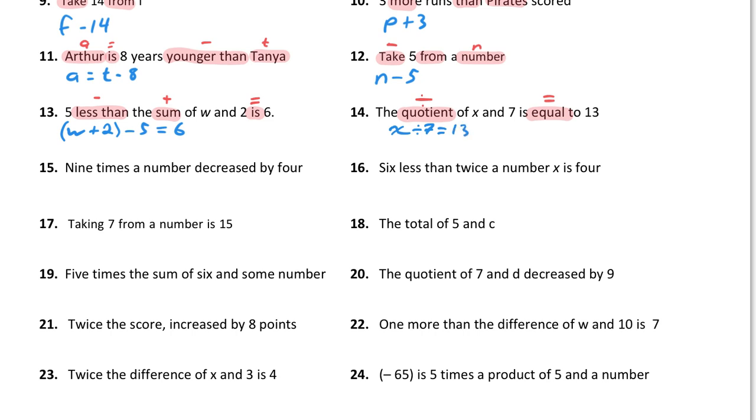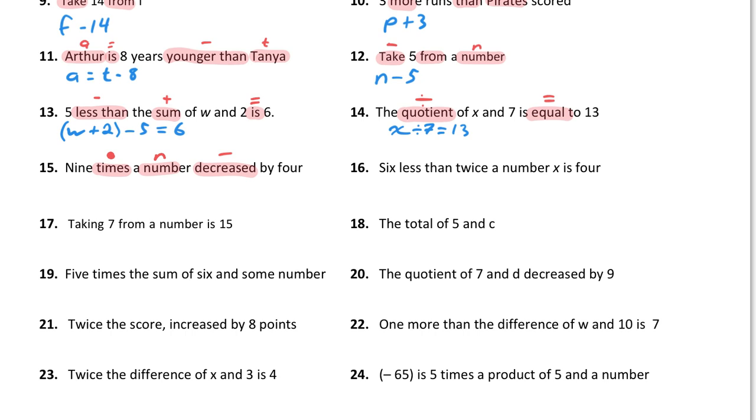Next we have 9 times a number. Times is going to be multiplied. A number can be called n. Decreased is going to be subtraction. So let's write those down above that. 9 times a number, n, is decreased by 4. And we don't need to change anything around because there's no from and there's no than.